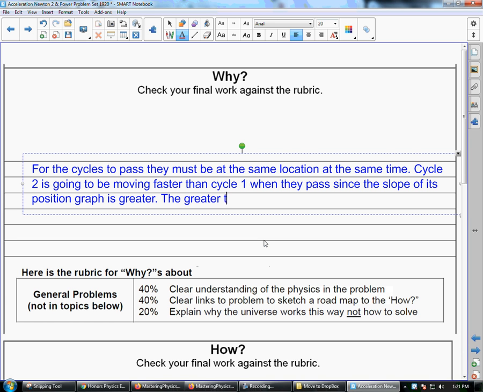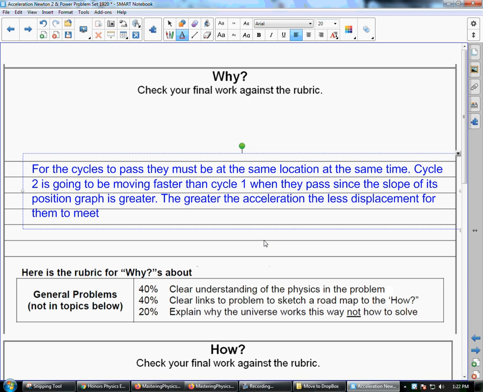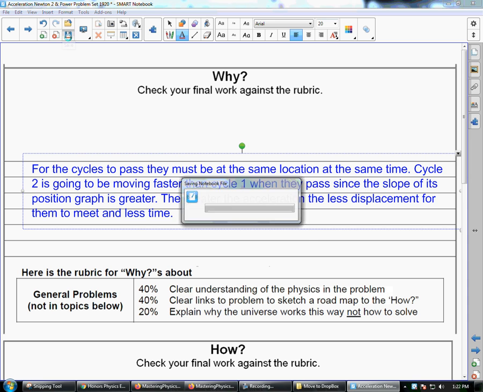The greater the acceleration, the less displacement for them to meet, and the less time to pass. That's pretty good. I wouldn't say it's my best of the day, but try it.